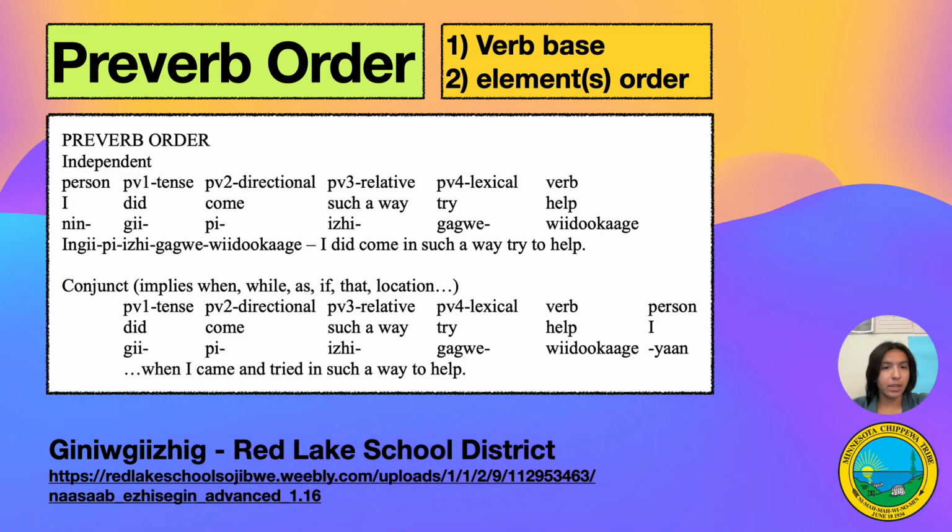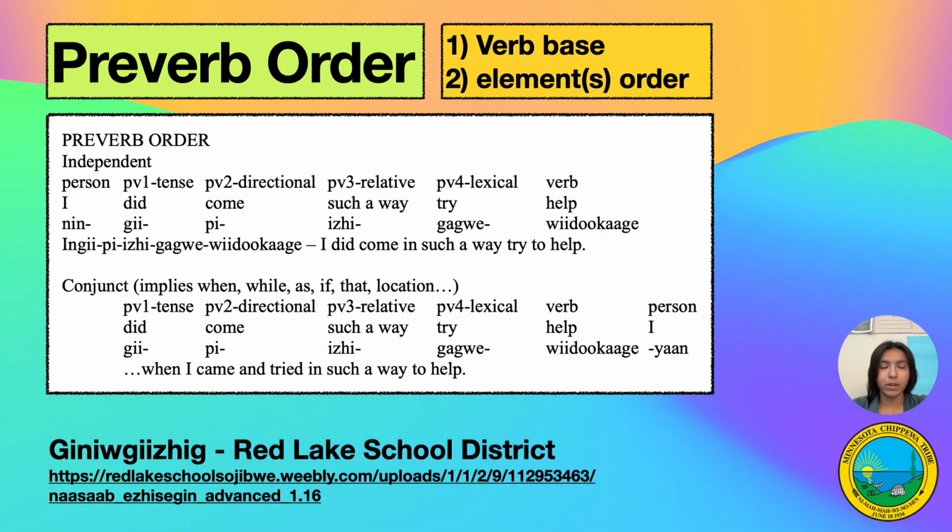In the conjunct, it is very much the same, except in the conjunct we don't use personal prefixes. Everything is attached on the end in B form. So we have our tense, our directional, our relative, and then lexical preverbs, and then we chunk that onto the verb, and there are our personal prefixes, which are actually suffixes in B form. So if we look at our sentence examples, Ingi pi'iji gagwewi du kage, I did come in such a way to try to help. If we're looking at the B form conjunct, gi pi'iji gagwewi du kageyan.